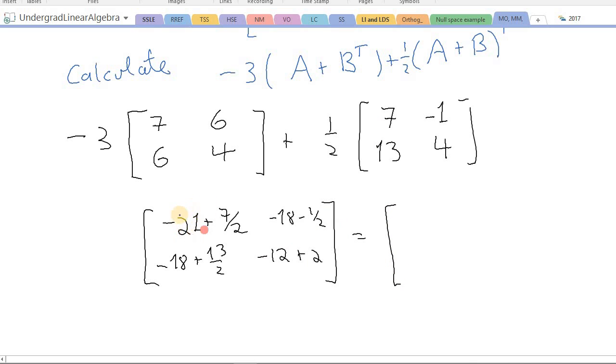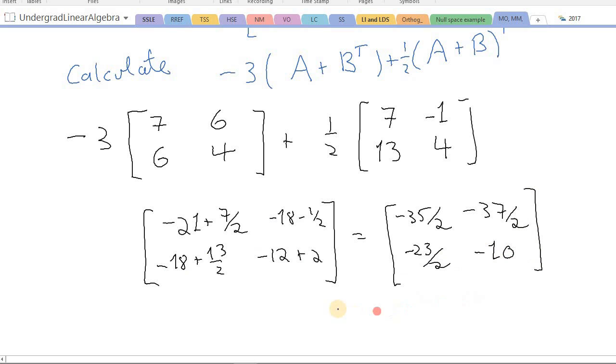Okay. All right, so let's see. 21 is 42/2, so minus 42/2 plus 7/2 gives me minus 35/2. All right, this is minus 36/2 minus 1/2 gives me minus 37/2. Minus 18 plus 13/2. Minus 18 is minus 36. Minus 36 plus 13 gives me minus 23. And then minus 12 plus 2 gives me minus 10.